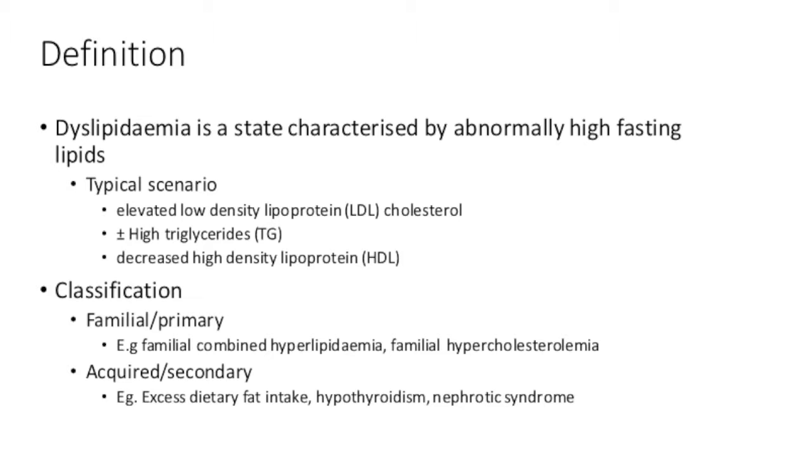Classification can be primary or familial, and these could include familial combined hyperlipidemia or familial hypertriglyceridemia, or it could be acquired or secondary due to excess dietary fat intake, hypothyroidism, and nephrotic syndrome. Before we talk about the pathophysiology of the various processes, let's cover a bit of basic physiology.